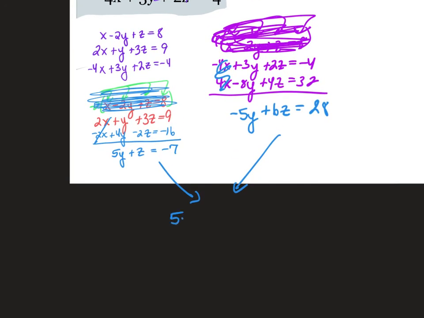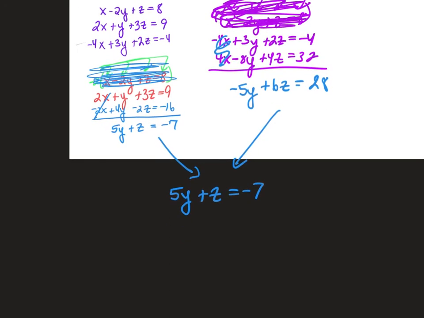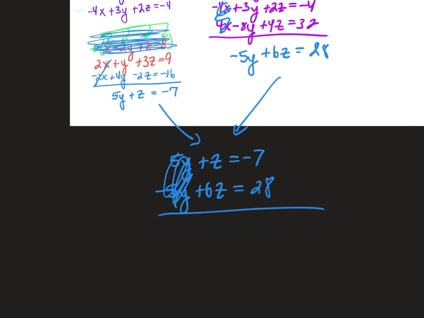Yes, so 5y plus z equals -7. Negative 5y plus 6z equals 28. Now, it just so happens, guys, that this works out. You might have to multiply something by the top or whatever to get the y's to cancel out. But 5y, negative 5y cancels. What's 1 plus 6? So 7z equals? 7z equals? 21. What does z equal?